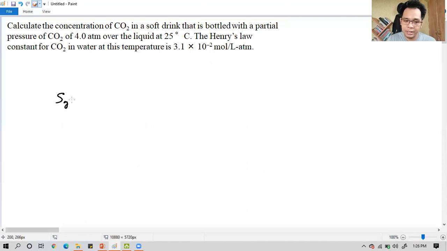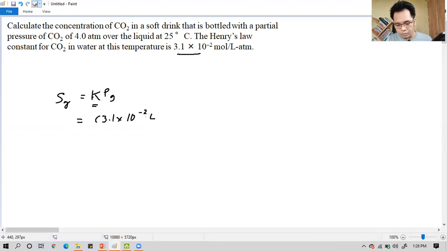So let's have S_g, the solubility, equals k times P. And take note, guys, that P here is the partial pressure of the gas in atm, and k is always a constant. So what is the Henry's law constant here? This one, that is 3.1 times 10 raised to negative 2 moles per liter atm, times the partial pressure of the carbon dioxide, so 4.0 atm.